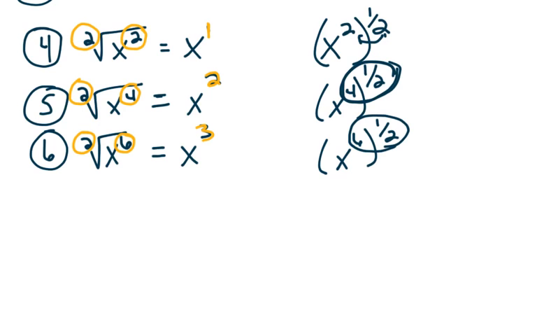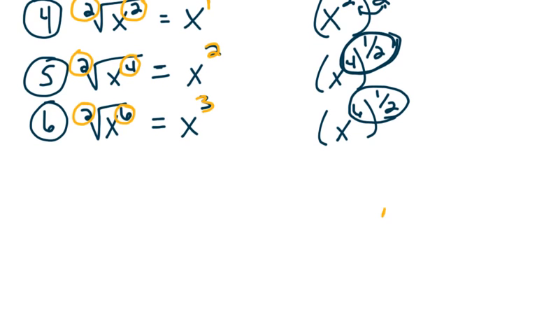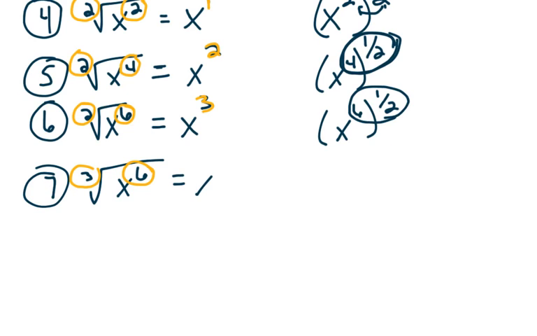So let's see if you guys can do one of these on your own. Let's use the same rule, but let's change the index. So the cubed root of x to the 6th. Now remember, we're dividing our exponent by our index. So we've got x squared as our answer.